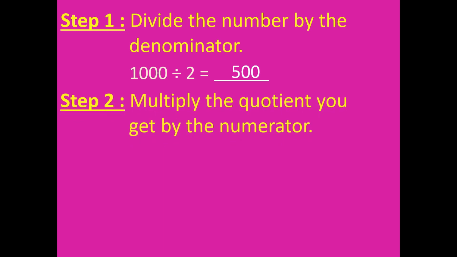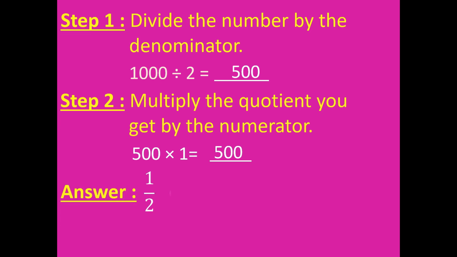Step 2. Multiply the quotient you get by the numerator. So 500 is to be multiplied by the numerator 1. The answer is 500. So the final answer is half of 1 kilogram is 500 grams.